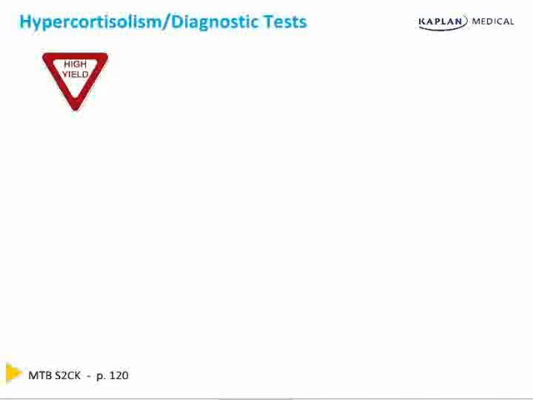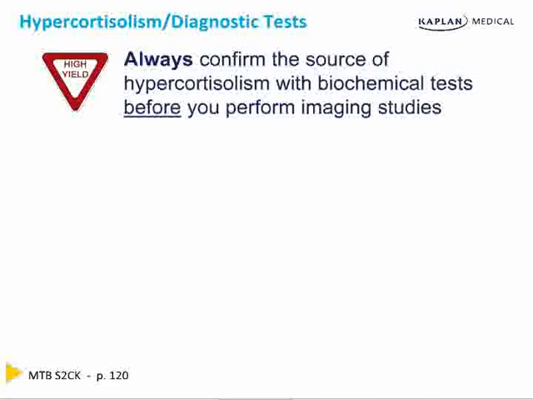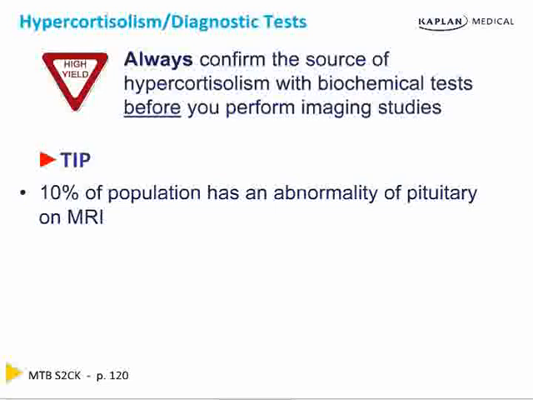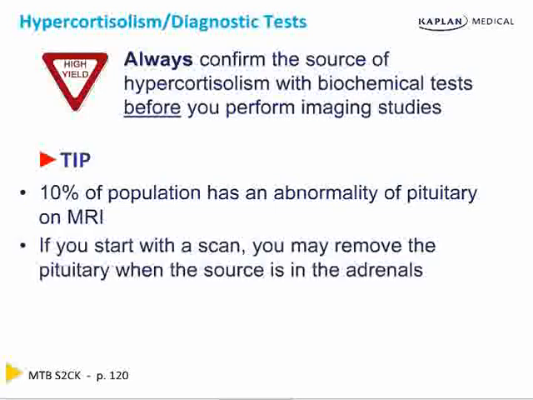The bottom line is, number one thing, always confirm the source of hypercortisolism with biochemical tests. Before you image, do biochemical tests. That is because 4% of the population has adrenal tumors and 10% of the population has abnormalities of the pituitary. If you start with a scan, you may remove the pituitary when the source is really in the adrenals.